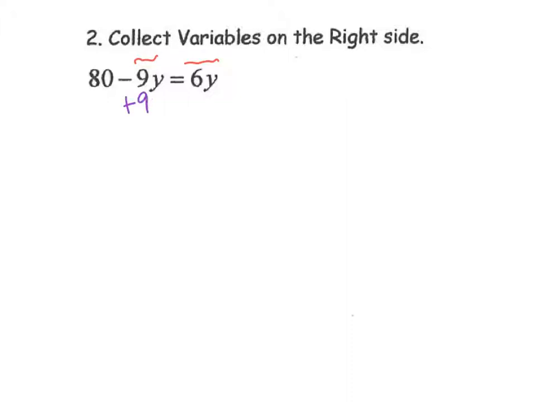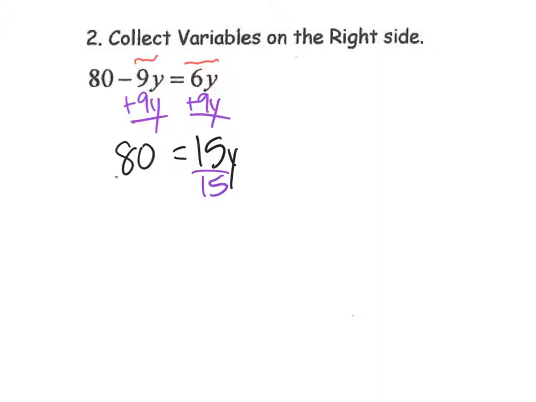So add 9y. So what happens is the y's get to go together. And now, hey, I've collected my variables on the right side. 15y. Awesome. Okay, solve this with the people at your table. Finish it off. Figure out how you would divide it, and then you need to reduce that fraction.